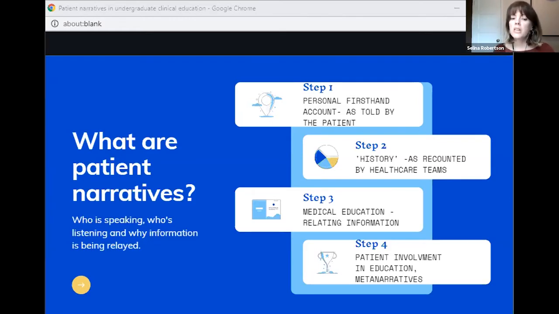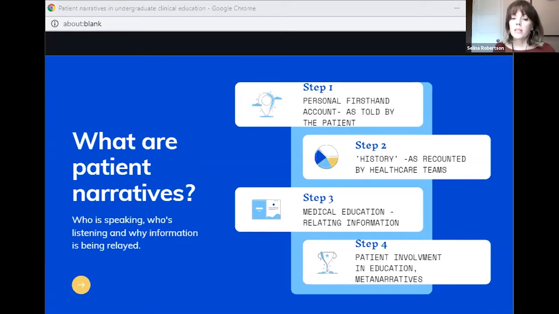And the third step, now obviously the applications to medical education are huge. As we saw with some of the options that were in the poll, patient narratives can be used to achieve a really broad range of learning objectives that are applicable to experiences both as a student and a teacher.